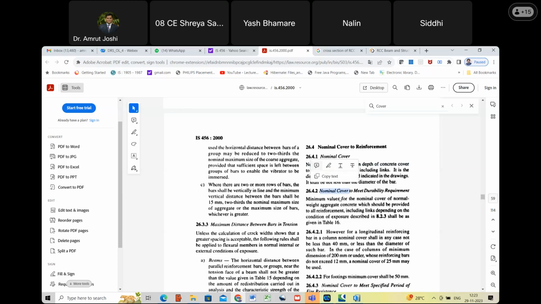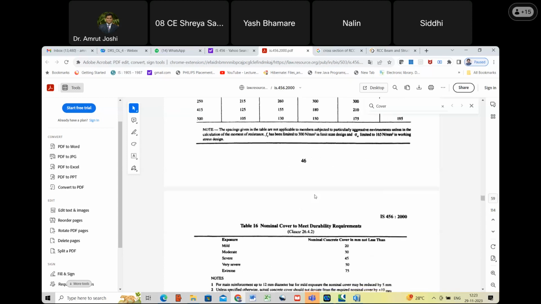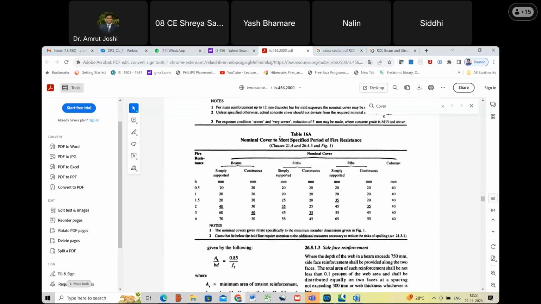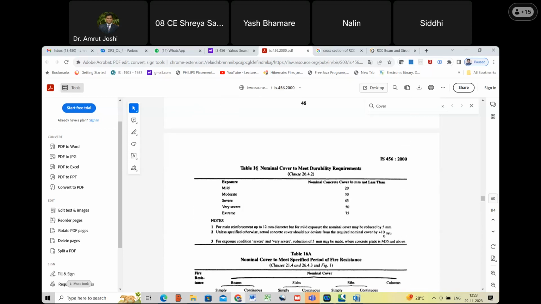So where is this nominal cover given? Let us look at table 16A. Can you read the title? It is nominal cover to meet specified period of fire resistance. That is one. And table 16, nominal cover to meet durability requirements.